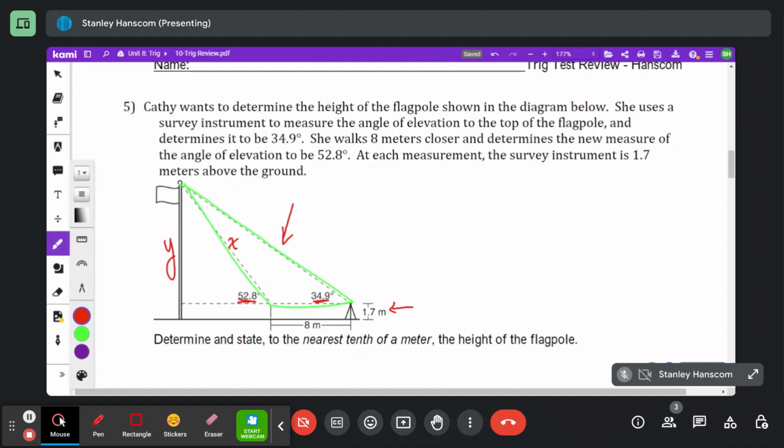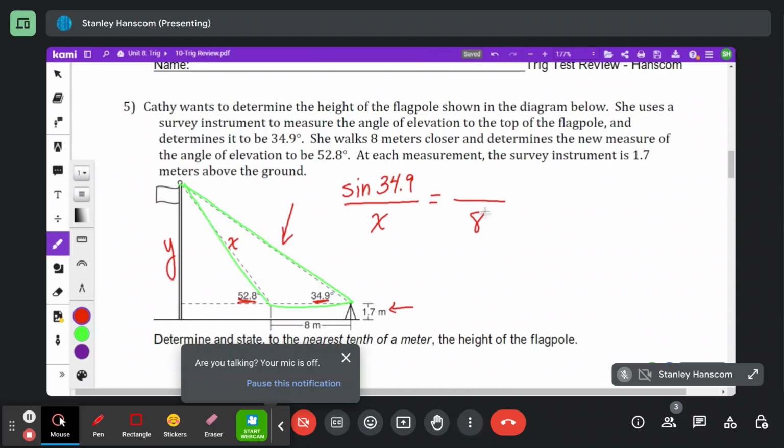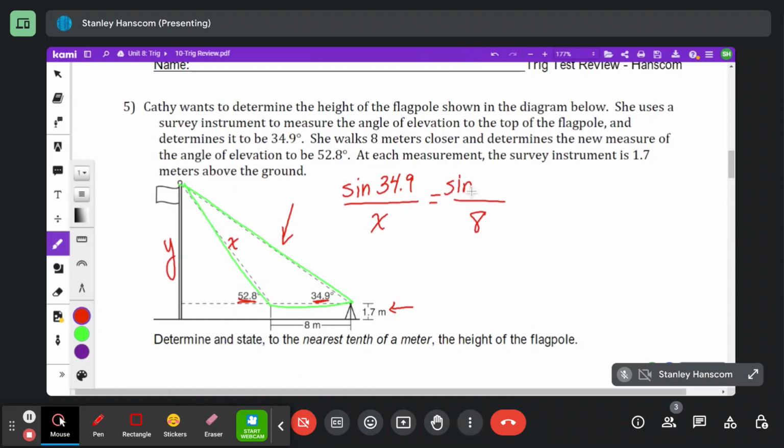So for this triangle, which is non-right, we would either have to use the law of sines or the law of cosines. In this case, we would use the law of sines because the sine of 34.9 is across from x, and we have the 8 meters that we can use, okay? But what we end up having here is a sine of an angle that we don't apparently know right away, but we actually do.